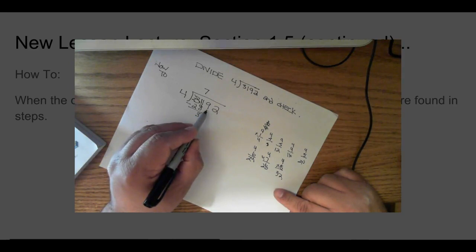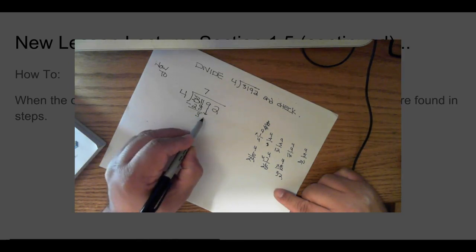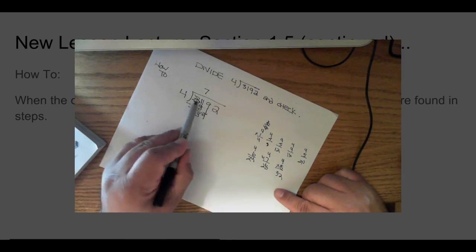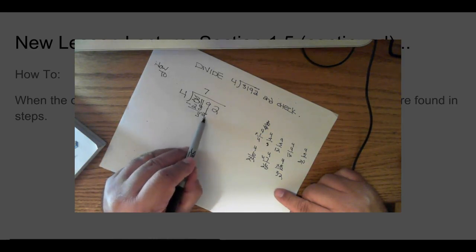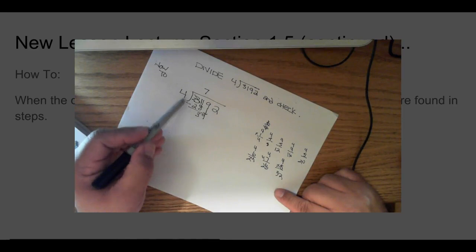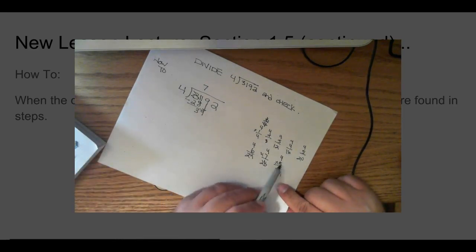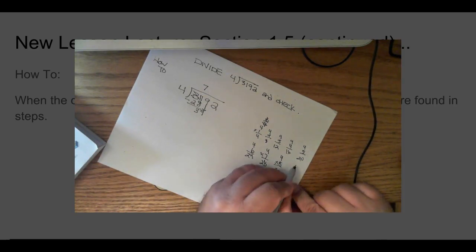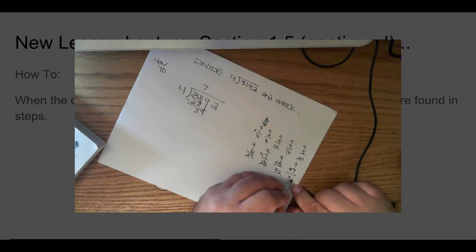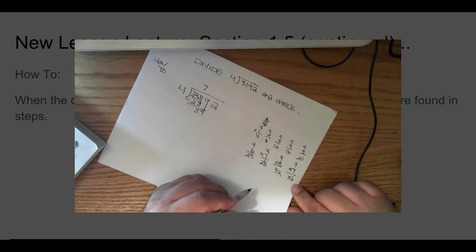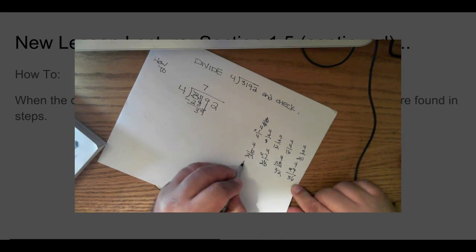So now we take the next number and we bring it down. So we did the 31, now we have the 9, we bring it down. So now we're going to divide again. So 39 divided by 4. So let's continue. So 4 times 8 is 32. 4 times 9 is 36. Okay. And then we have 4 times 10, which is 40.